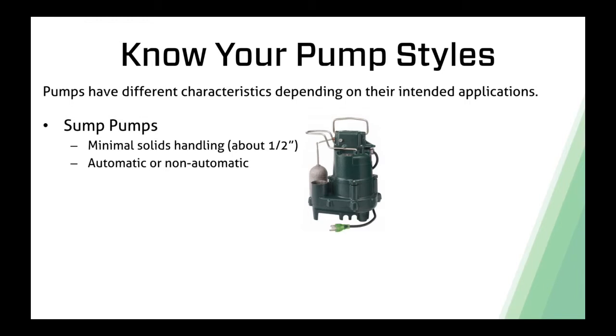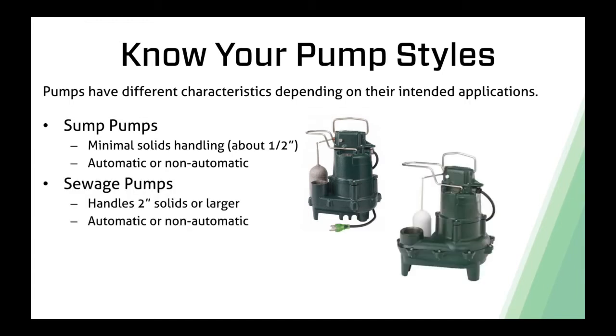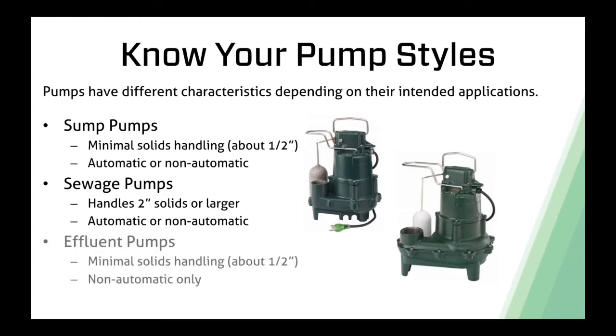Either an automatic or a non-automatic pump is appropriate for a sump application. A sewage pump, by comparison, is designed to handle larger solids, generally 2-inch solids or larger. Again, this is to account for anything that might be able to be flushed down a toilet trap. Anything that you flush down a toilet should be able to pass through that pump without causing any clogs or issues. As with a sump pump, these pumps can be either automatic or non-automatic.